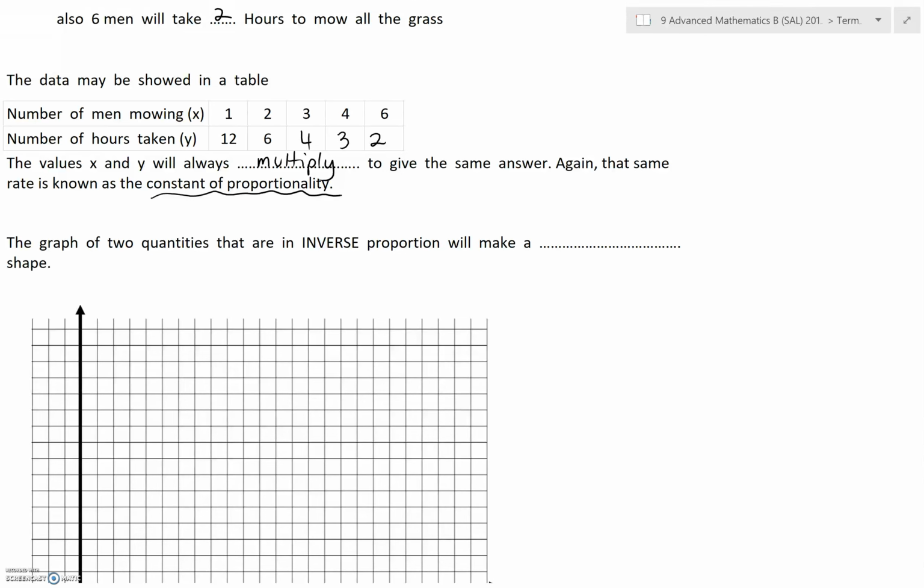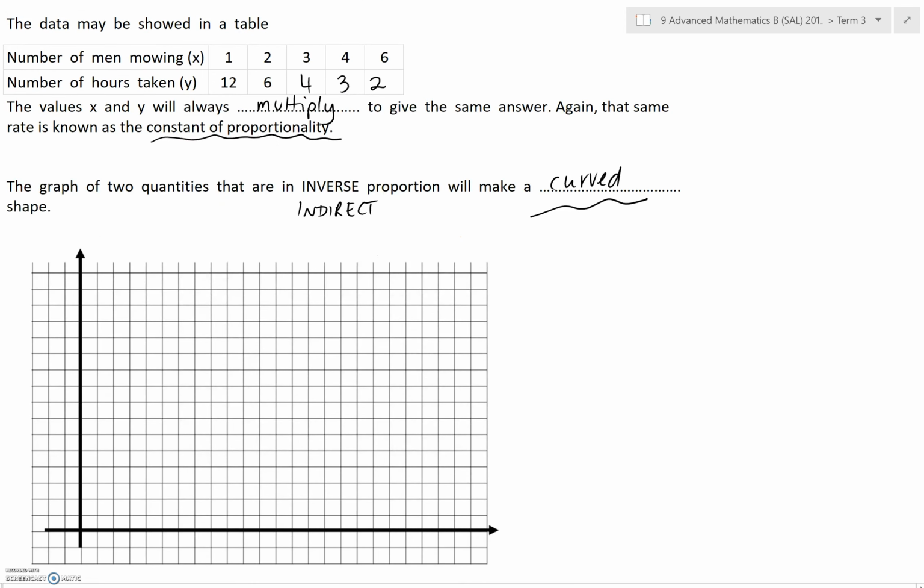And the one big difference with this is the graph of two quantities that are in inverse proportion, or remember indirect proportion, is actually a curved shape. So we're not going to work with a linear graph here. It's going to be a curved shape, and you need to understand that. So let's have a look at what that looks like. Let's plot those variables in the tables that we've got.